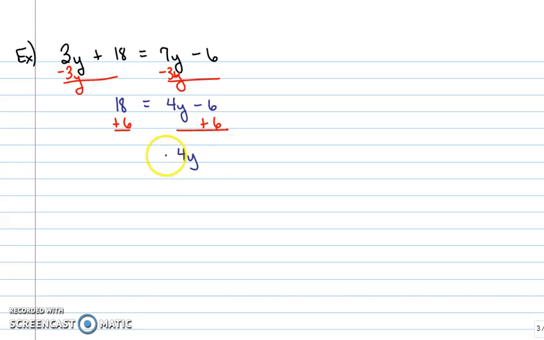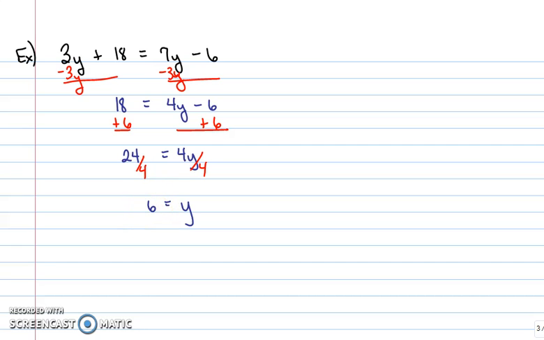Now I have 4y is equal to 24. Now the very last step then is to get the y by itself, because that's what we're solving for. So I'm going to divide both sides by 4. And so I end up with y is equal to 6.